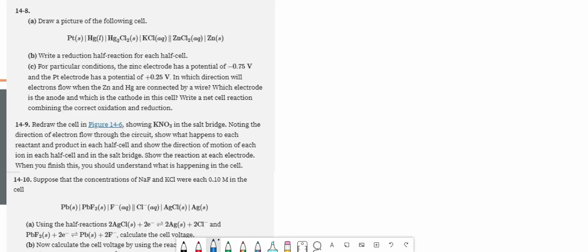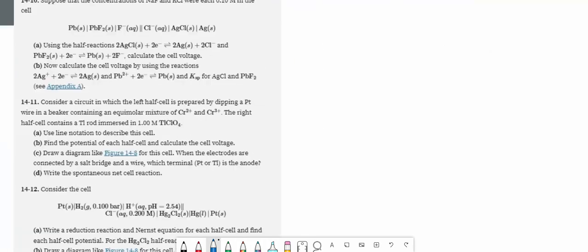Write the net cell reaction combining the correct oxidation and reduction. If the zinc is going to be oxidized, the zinc is going to be the anode, then we need solid zinc on the reactant side, and we need the zinc ion on the product side. So that also leaves our liquid mercury on the product side and our 2Cl minus, because we are going to reduce the Hg2Cl2.